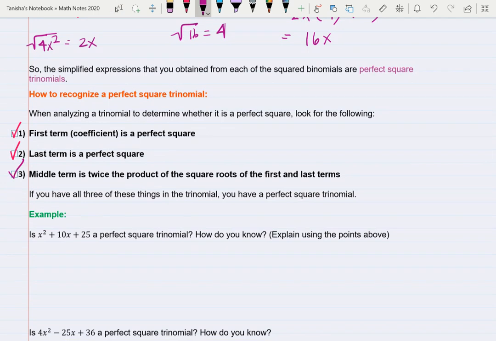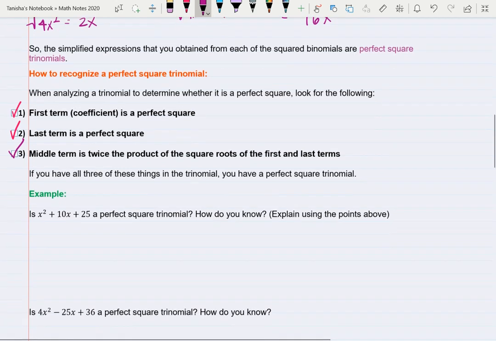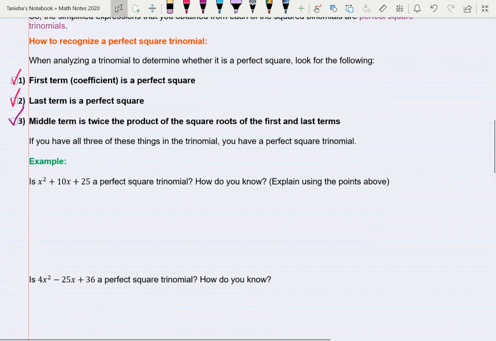So that is a perfect square trinomial. If you know that it's coming from a binomial squared, then you automatically know that it is a trinomial. But if you're given any trinomial and you're asked to factor it, we need to be able to identify it as a perfect square trinomial. So let's look at these examples here.